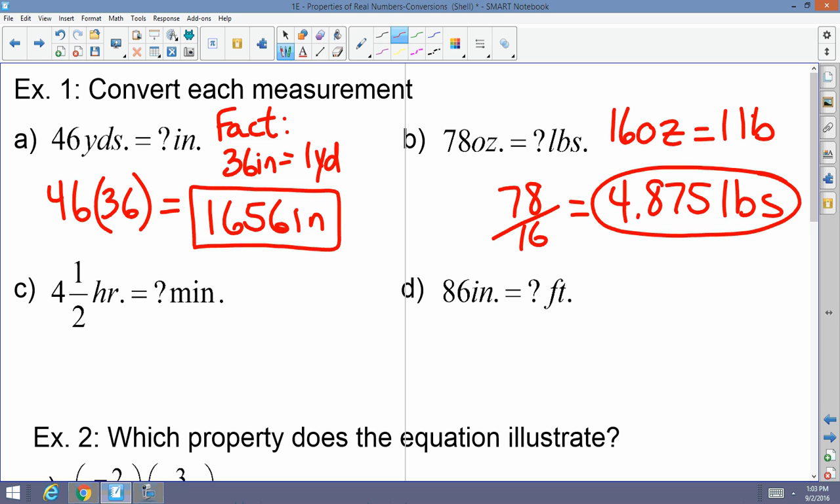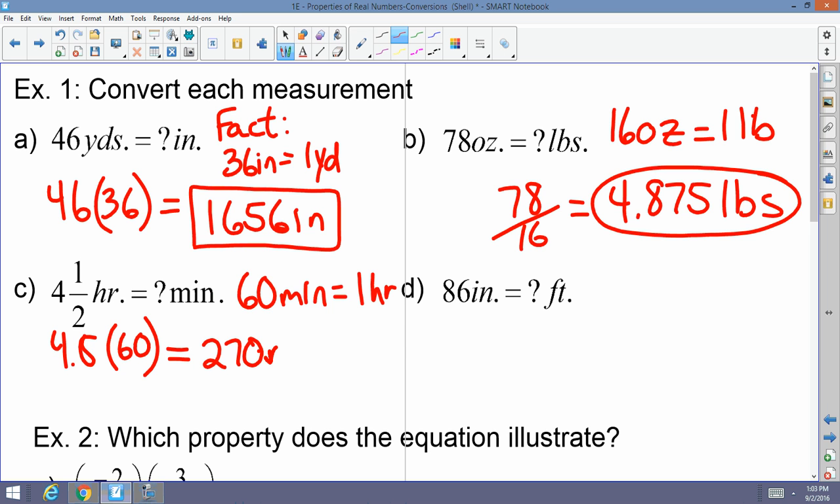4.5 hours equals how many minutes? I'm going from large to small here, right? And there are 60 minutes in 1 hour. So since I'm going from large to small, I'm going to multiply 4.5 times 60, and that will give me 270 minutes.